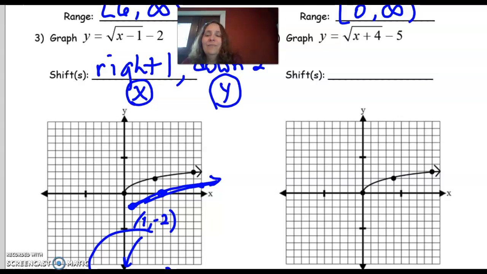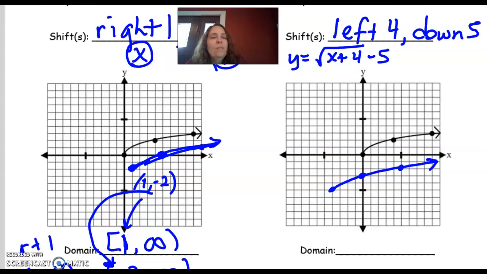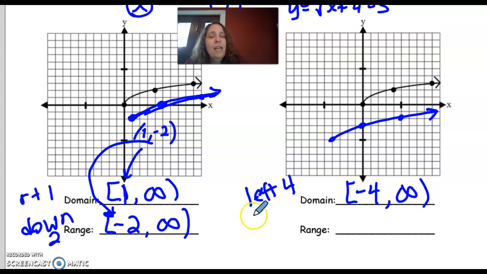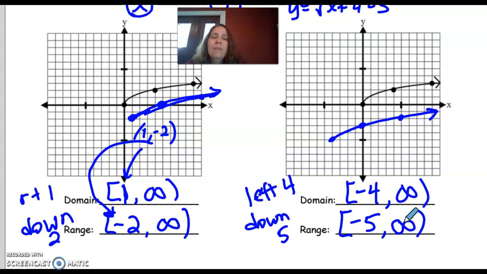Nice job. Thanks. All right, so with this one, because we had y equals the square root of x plus 4, we should move to the left 4 units. And then there was a -5 after the radical, so we should move down 5 units. So your graph should look like what I have here. If we moved left 4, then that means that we're going to start at 0 minus 4, or -4, going all the way up to positive infinity. And then because we moved down 5, 0 minus 5 is -5. That's our starting point for the y value. So that's our smallest number in the range. And that goes up to positive infinity.